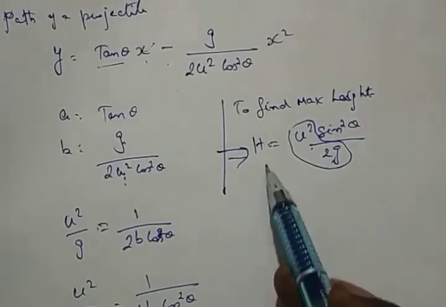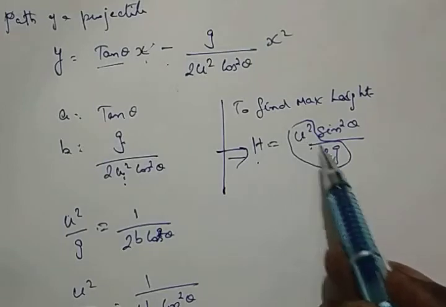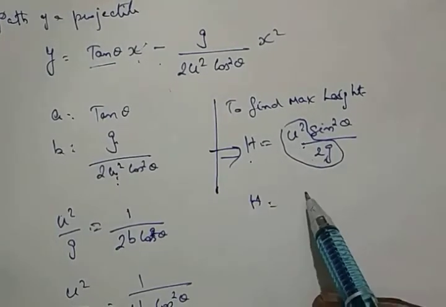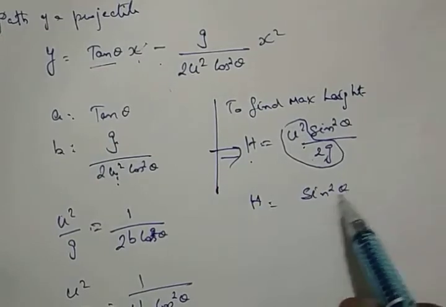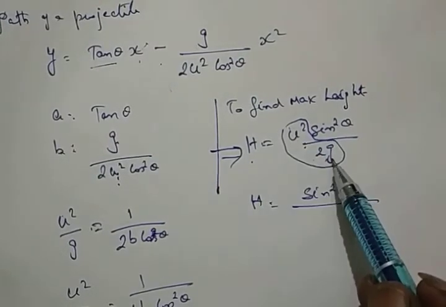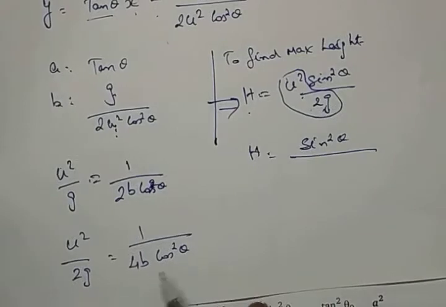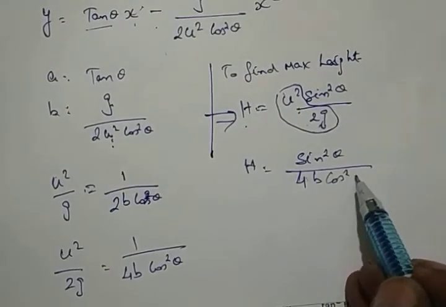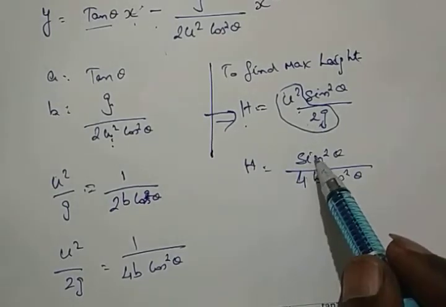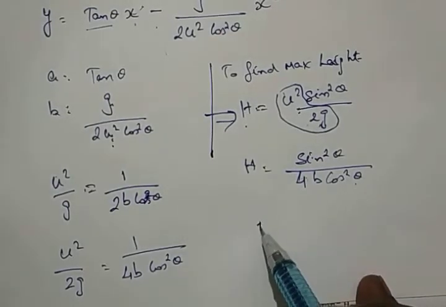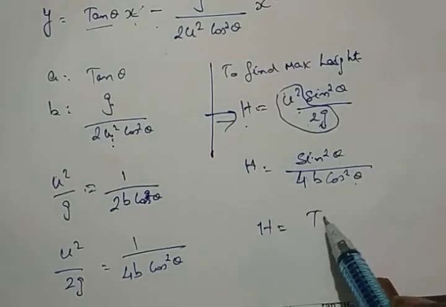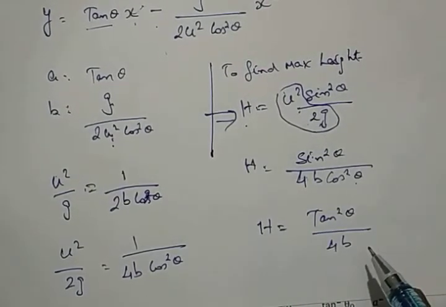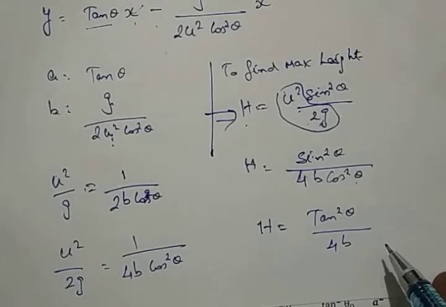So what we are going to do is use the same formula. Write this formula, u square sin square theta upon 2g. So h is equal to sin square theta into, instead of u square upon 2g, put this formula, that is 1 upon 4b cos square theta. Now you have sin square theta by cos square theta, that is height is going to be equal to tan square theta upon 4b. Now that is the value you are getting here.